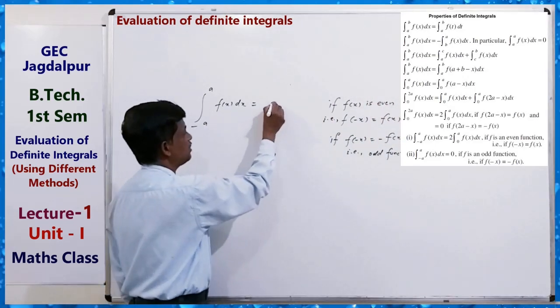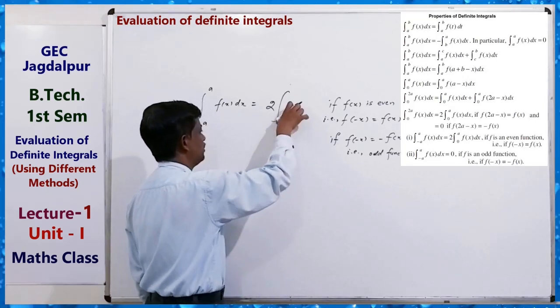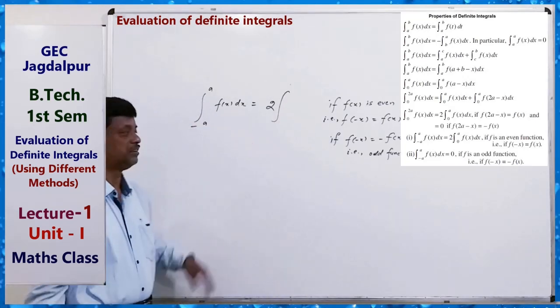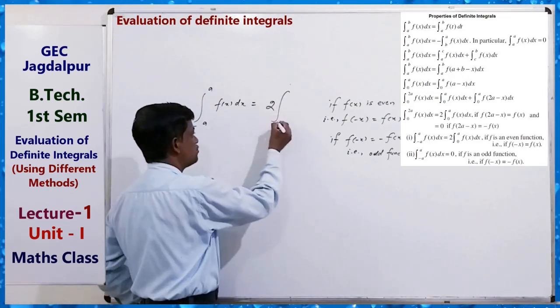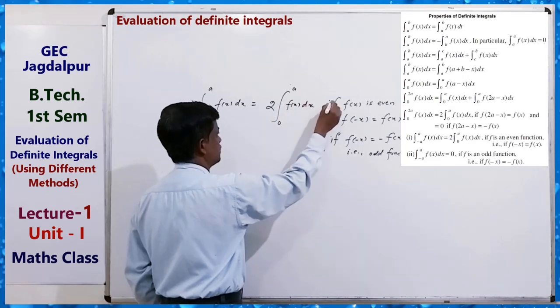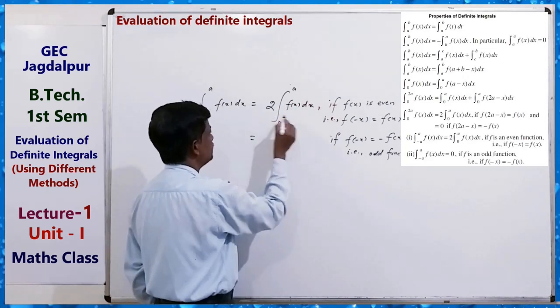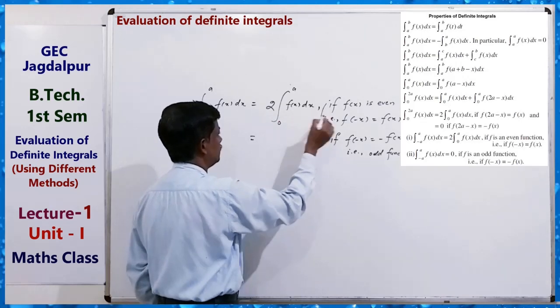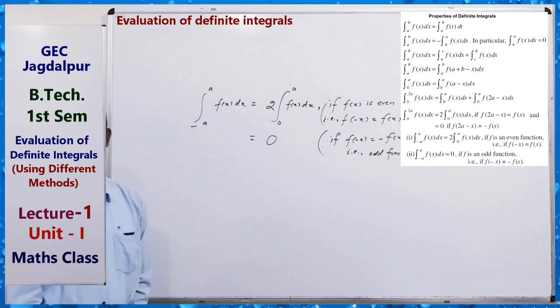This is equals to what? In case of even function, the limit is changed from 0 to a, to minus a to a, which is 2 times the integral from 0 to a of f(x) dx. And this is 0 if it is an odd function.